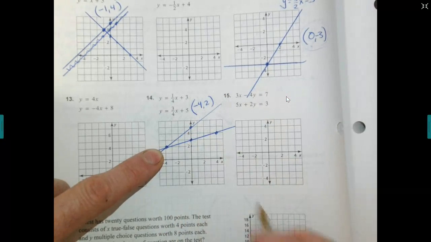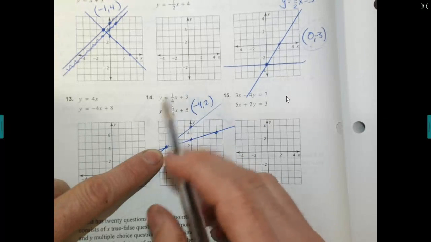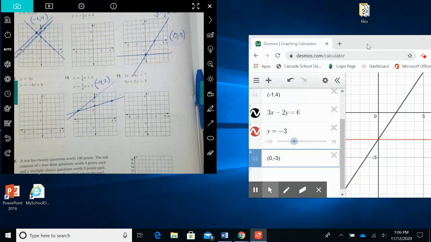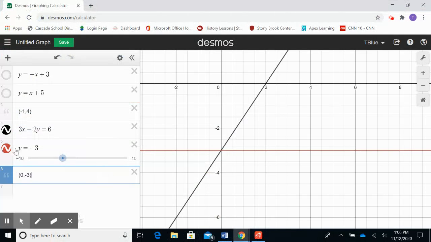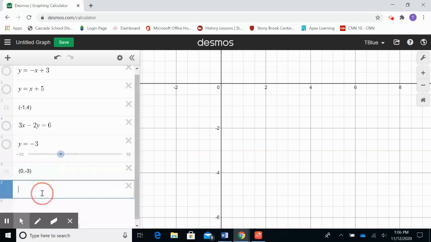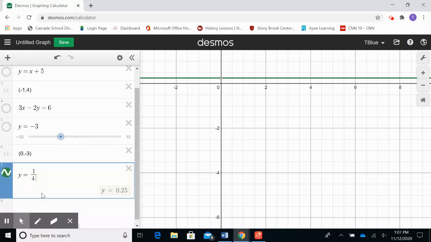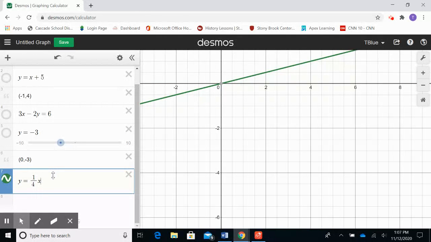So let's check and see if negative 4, 2 satisfies both of these, if that's where they cross. Again, I'm going to head into the Desmos calculator. I'm going to do my next equation. I'm going to blank those out. And then I'll do y equals 1/4 x plus 3. You'll get it wrong if you put the x down here. 1/4 x plus 3. So make sure you type it in correctly.